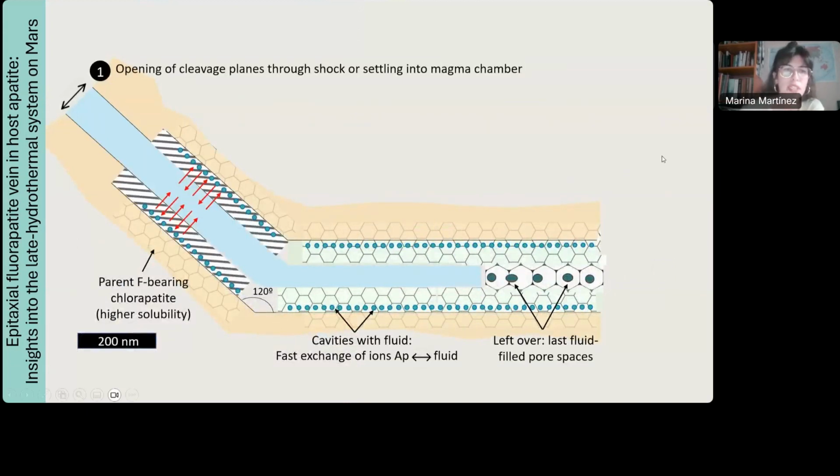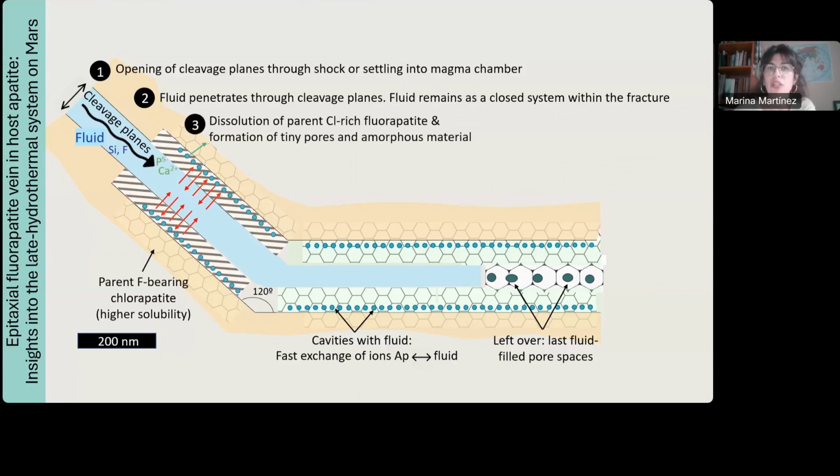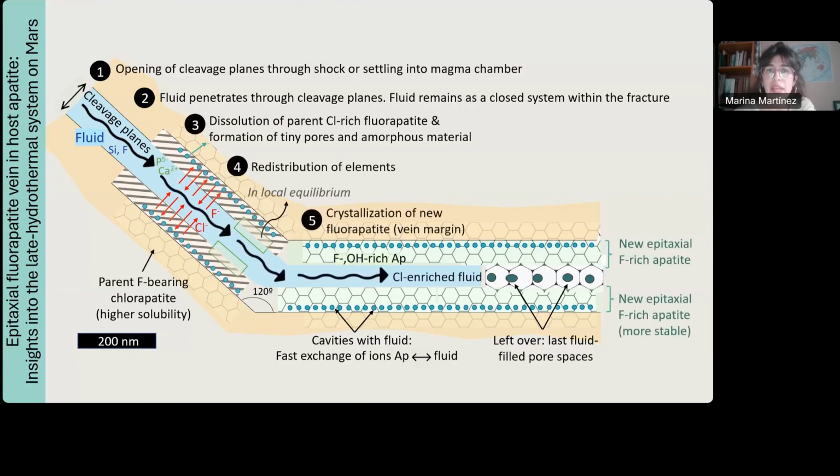Here I'm finally showing the formation of this vein with a cartoon. First, we have opening of the cleavage planes through shock or maybe just by settling into the magma chamber. Then we have rapid infiltration of fluid penetrating these cleavage planes, remaining as a closed system. We have dissolution of the parent chlorine-rich fluorapatite and formation of tiny pores and amorphous material. Elements exchange, with redistribution of elements in local equilibrium with the fluid. And then we have crystallization of new fluorapatite that is in equilibrium with the fluid at the vein margin.